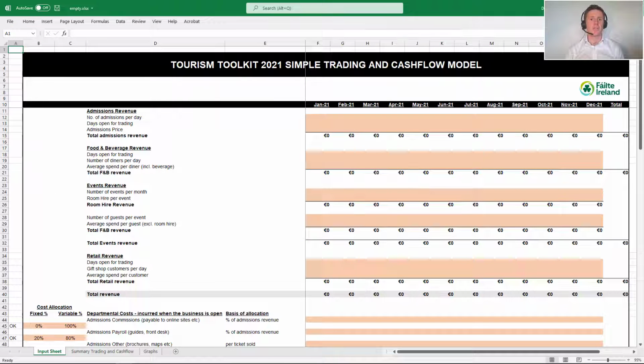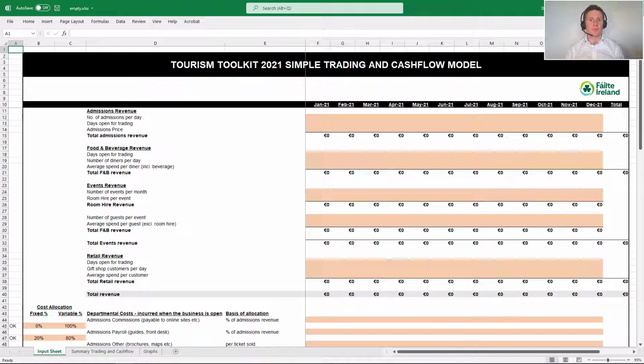All cells highlighted in brown can be populated, while all other cells are locked. The locked cells are formula driven and should not be edited. To build a revenue projection, consider the various revenue streams that your business has. For example, there may be an admission price to your facility, a cafe where you can buy food and beverage, an events centre to host functions, and a gift shop.